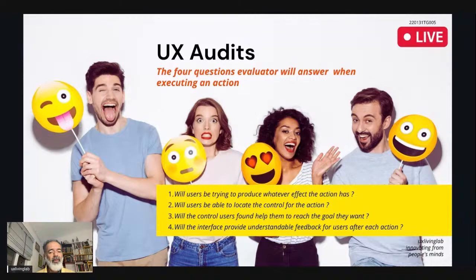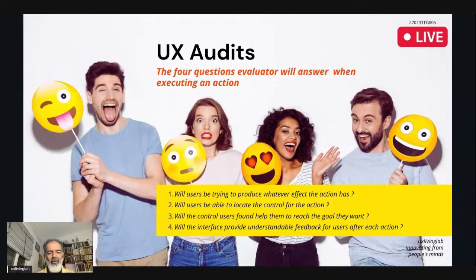After that, the company has to do a UX audit. How to do that? There are different methods available. I'm explaining a prominent method here. The 4 questions an evaluator will answer when executing an action. So you can use evaluators for that. Will the user be trying to produce whatever effect the action has? If there is a control on the interface, will the user be trying to produce whatever effect the action has, whether the user will use it? That's the first question.